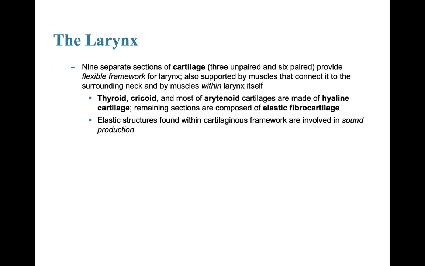The larynx is going to be made up of 9 separate sections of cartilage, 3 unpaired and 6 paired pieces, which will provide the flexible framework for the larynx. It also is supported by the muscles that connect it to the surrounding neck and by the muscles within the larynx itself. So you have the thyroid, cricoid, and most of the arytenoid cartilages made up of hyaline, and the remaining sections are going to be composed of elastic fiber cartilage. Elastic structures found within the cartilage framework are involved in the actual production of sound.